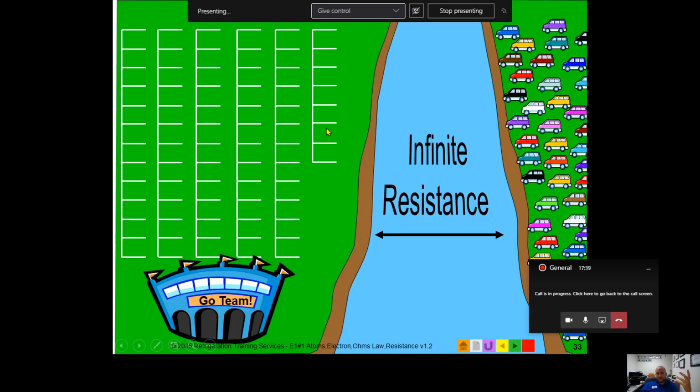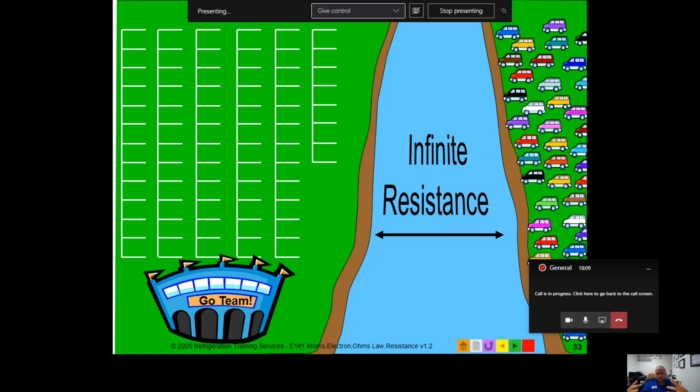So here's the picture they're referring to. Here's your little stadium over here on the left. You got a big parking lot. You've got a river that you're trying to get across. These cars are trying to get across so they can park in this parking lot. How are they going to get there? Well, right now, there's no way to get there. So there is infinite resistance, which means everywhere they go, there's resistance. They can't get across. So what does infinite resistance mean?